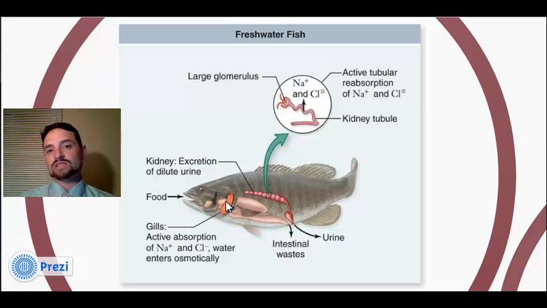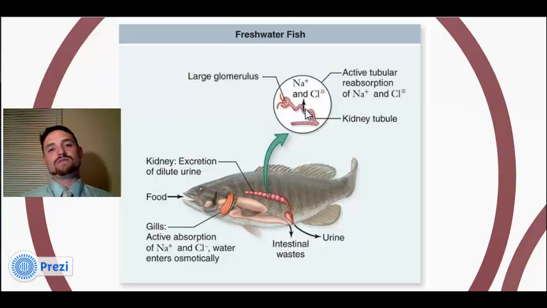So in the gills, right here where that oxygen is being transferred in the blood, you'll also have active absorption of sodium and chlorine, and water enters through osmosis as well into the blood system. So now you've got water in the blood system. You've got to get that out. Well, here you've got the large glomerulus that is helping filter out, pulling water and sodium out of the blood into the kidney tubules, if you will, the nephrons.